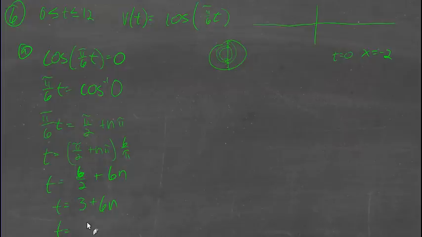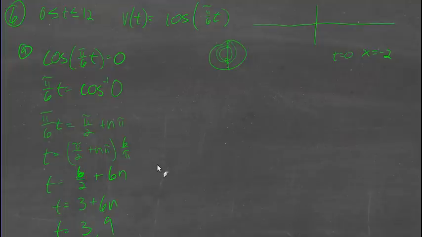So at t equals 3, or t equals 9, well, adding 6 to this puts us past 12 seconds, so we're good. 3 and 9 would be the places that it basically turns around. But that doesn't tell us a whole lot. Is it turning around from going positive to negative or negative to positive? So we've got to test it out.